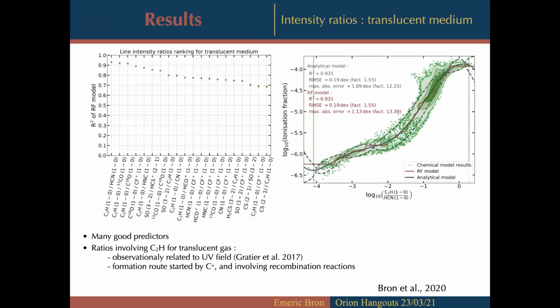So we applied this. Let's first talk about translucent medium conditions. What I show here is the goodness of fit measure, the R squared, which goes from 0 to 1, for all the possible tracers ranked by their predictive powers.